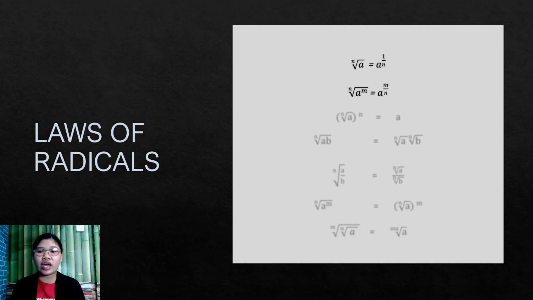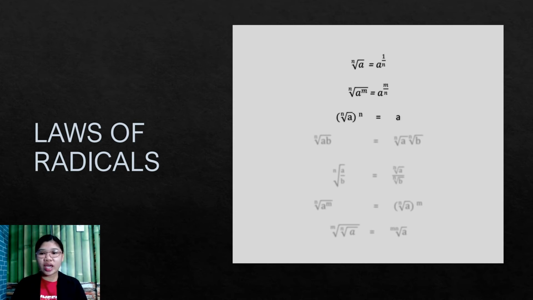And now if we have a raised to a fraction m over n, you have to get the nth root of that variable or that number raised to the m exponent. So if you have a raised to 3 halves, that is equal to the square root of a cubed.